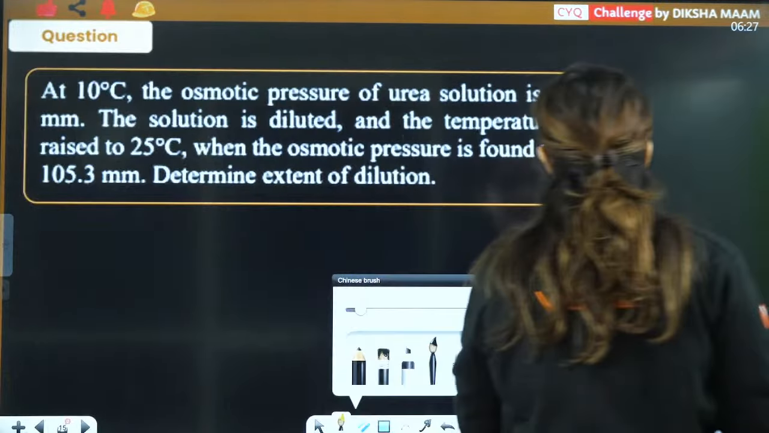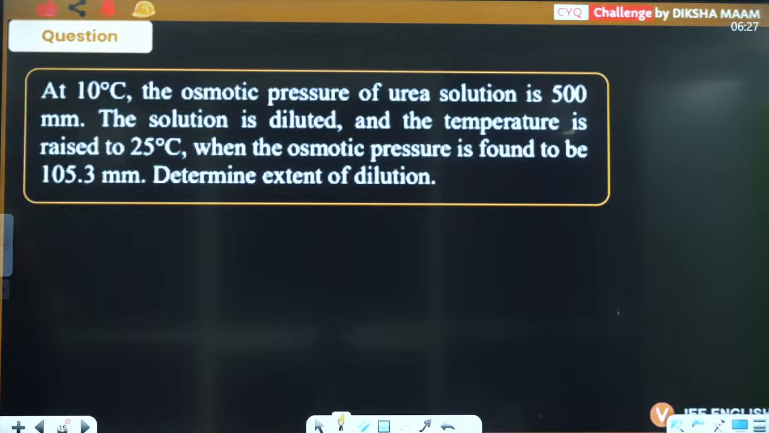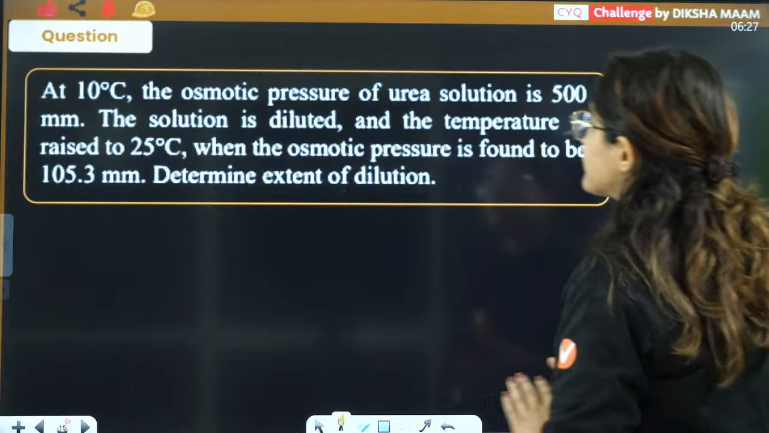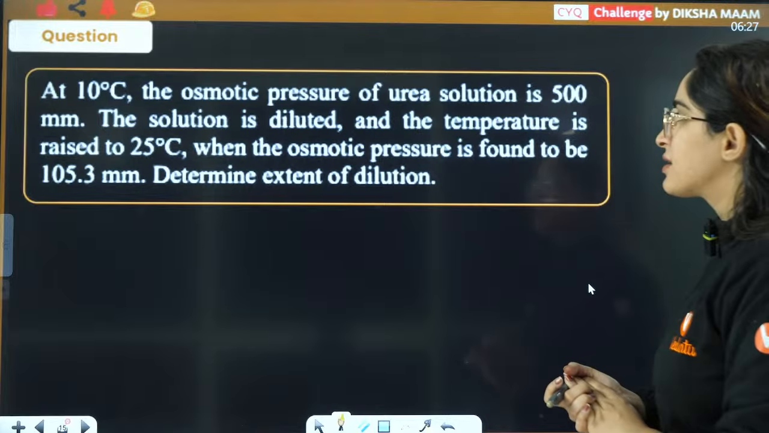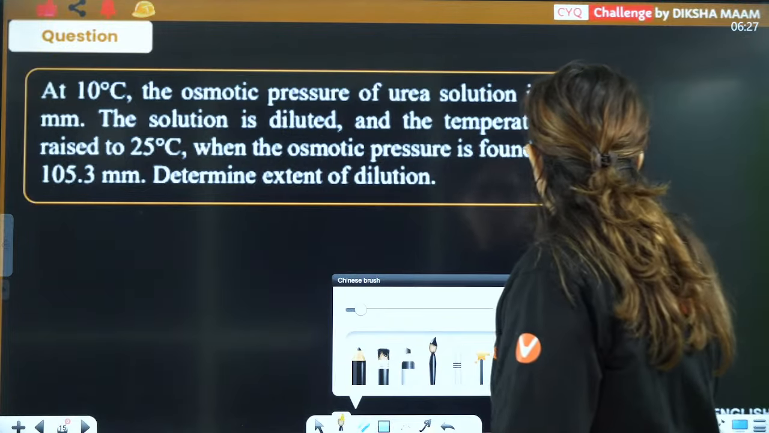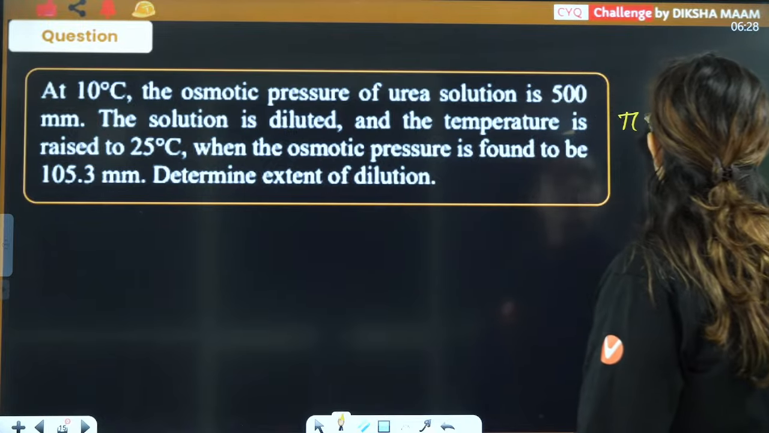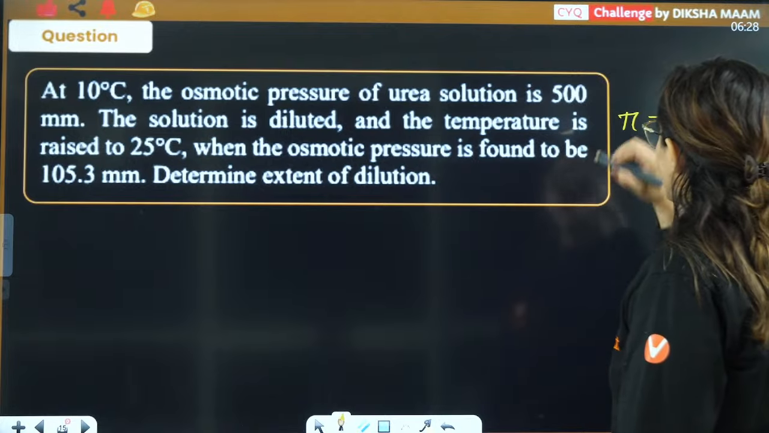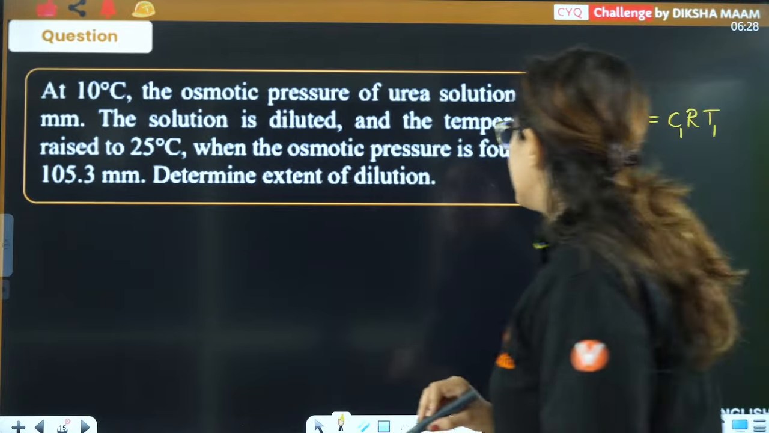Next question is, at 10 degrees Celsius the osmotic pressure. Now guys, everybody see this question over here. At 10 degrees Celsius, the osmotic pressure of urea is 500. The solution is diluted and the temperature is raised to this when the osmotic pressure is this. Determine the extent of dilution. See, osmotic pressure is given to you, and they are asking the extent of dilution. Pi is equal to CRT. So what are you changing here? You are changing the osmotic pressure and the concentration, and the temperature is also changing, right?